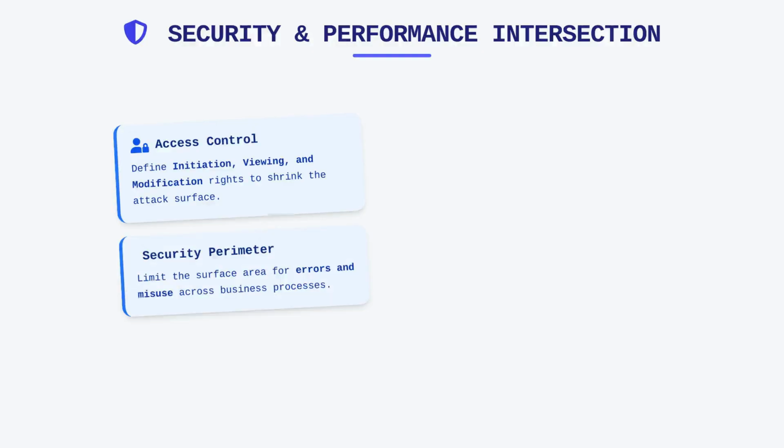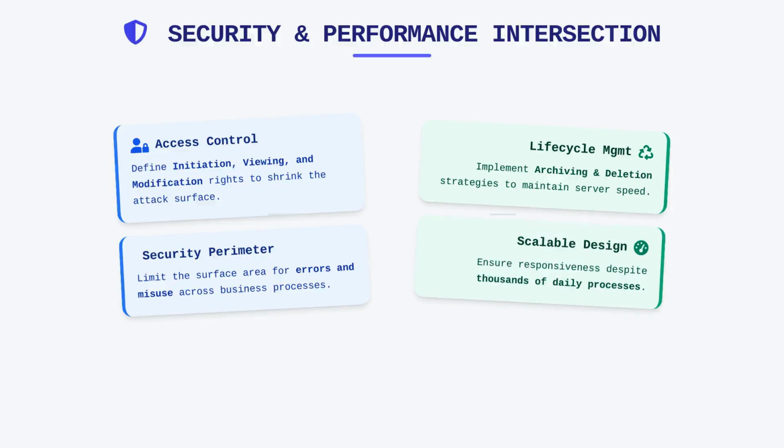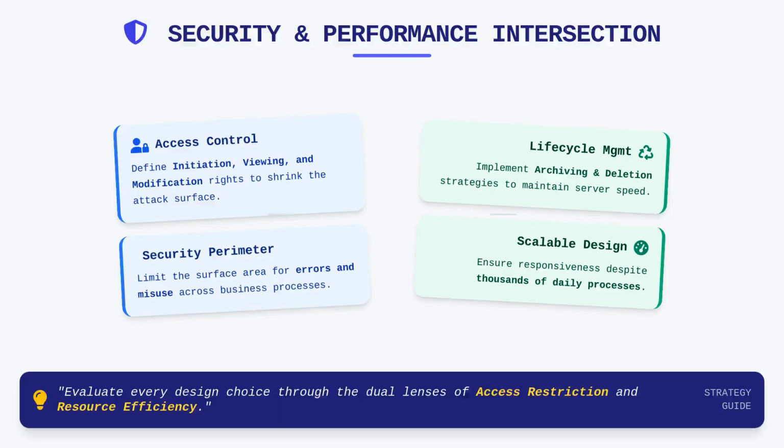By implementing thoughtful archiving and deletion strategies, you ensure that the server remains performant and responsive regardless of how many thousands of processes pass through the system each day. These considerations are fundamental to building scalable solutions that respect both the constraints of the platform and the needs of the business users. Always evaluate your design choices through the dual lenses of access restriction and resource efficiency to build truly production-ready applications.